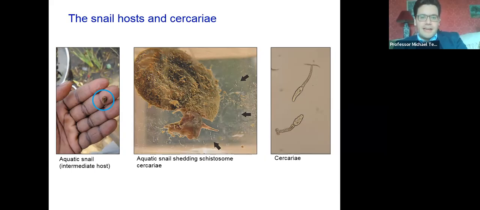The little white lines that you see there in the middle image with the arrows next to them are blown up there, and that's the cercariae you can see on the right there.